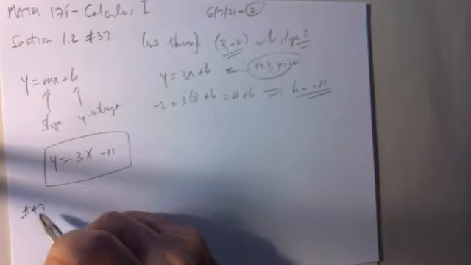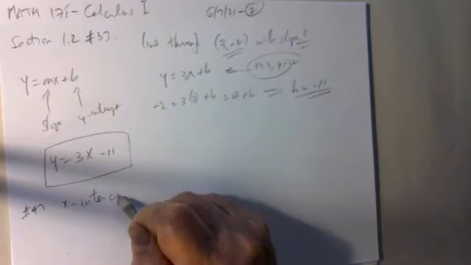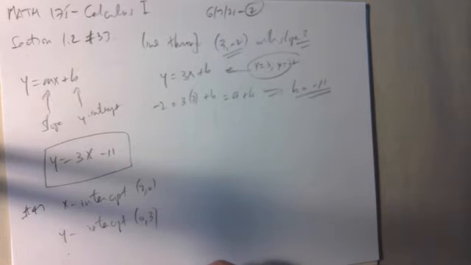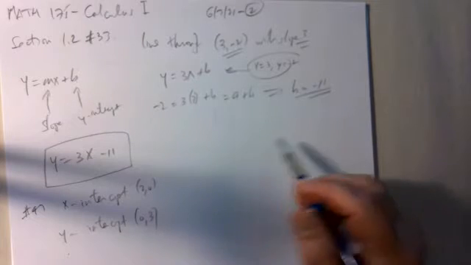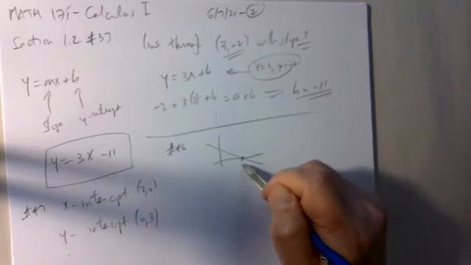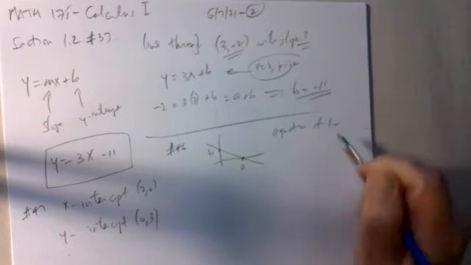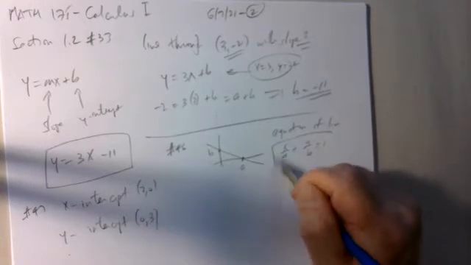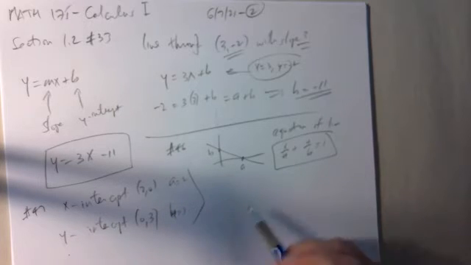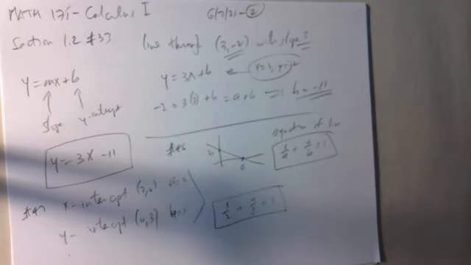In the same section in number 47, it asks about the line with x-intercept (2, 0) and y-intercept (0, 3). And it says use the result of problem 46. In problem 46, you're to prove that if you take the straight line where the x-intercept is a and the y-intercept is b, the equation of the line is x over a plus y over b equals 1. So in this case, a is 2 and b is 3. So the equation of this line is x over 2 plus y over 3 equals 1. And that's the answer to the problem.